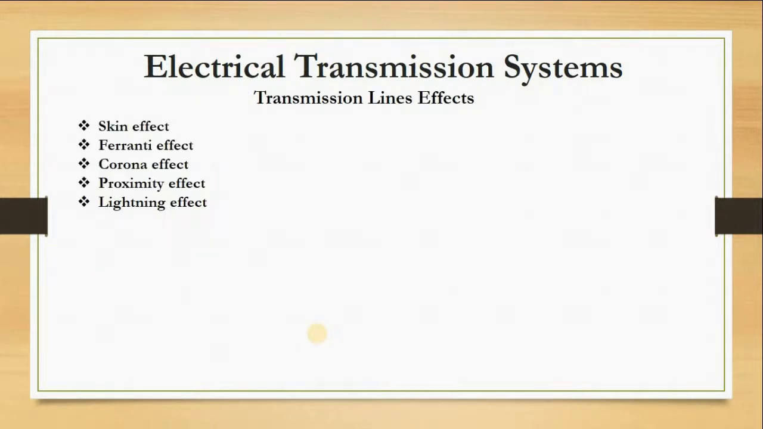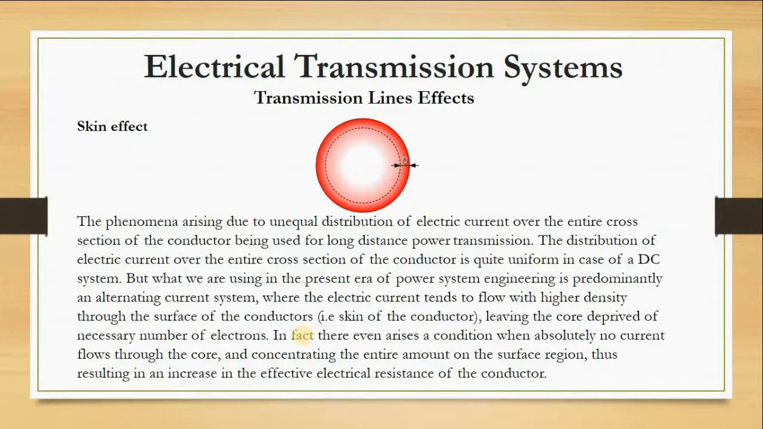Okay, so I think this is going to be our final discussion for part 2, and then we would end everything. So we are talking about transmission line effects. The first one is skin effect, Ferranti effect, corona effect, followed by proximity effect and lightning effect. Okay, so let's look at this diagram here.